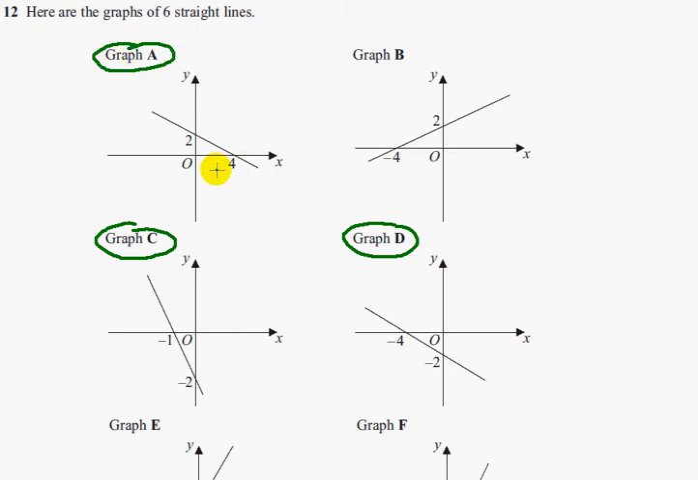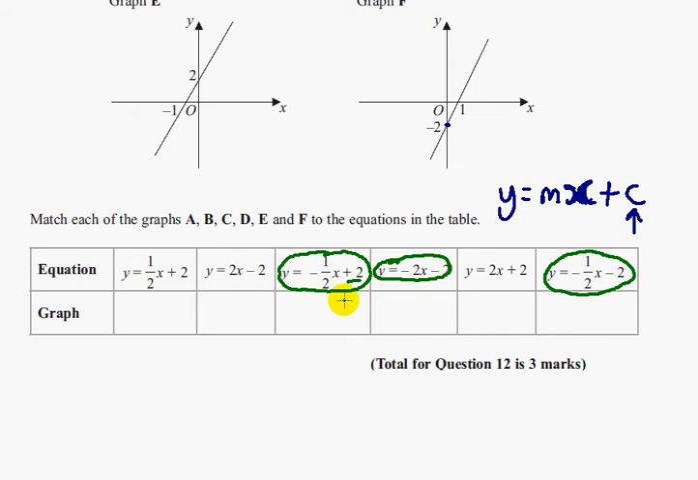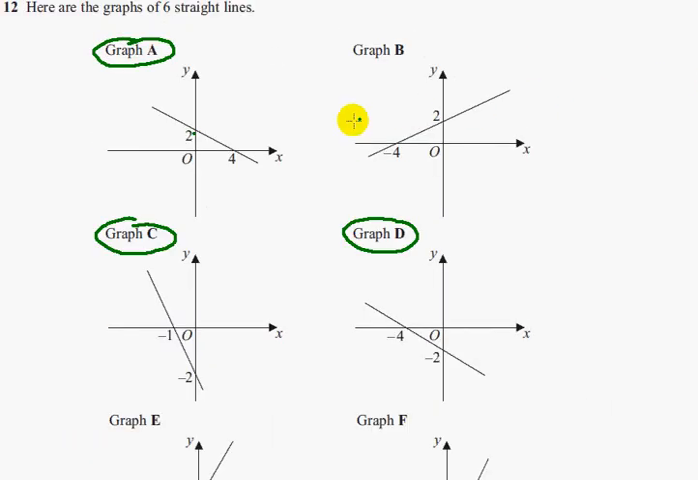Which one's the odd one out with a y-intercept of positive 2? There it is. So graph A must be this one here, as it has a negative gradient and a y-intercept of positive 2. Now the other 2, the only difference is the gradient of minus a half and a gradient of minus 2. So let's have a look at those graphs again. That one's done, so I'll just give that one a tick.